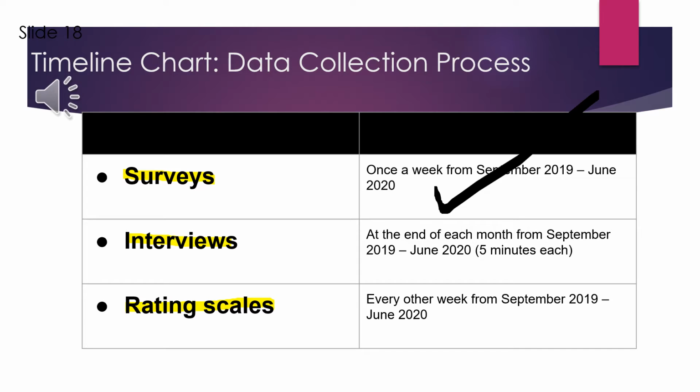Next, for interviews, at the end of each month, I will conduct an interview from September 2019 to June 2020, and each interview will last approximately 5 minutes each. Lastly, for my rating scales, these will be done every other week from September 2019 to June 2020. And these are very similar to surveys, except they're done so more efficiently with a scale provided.